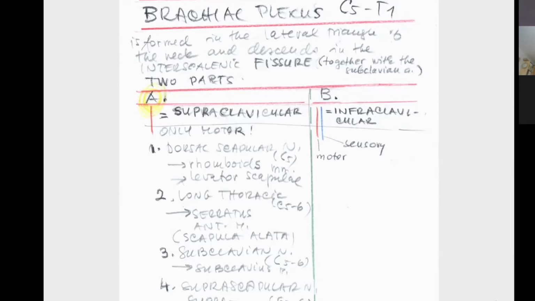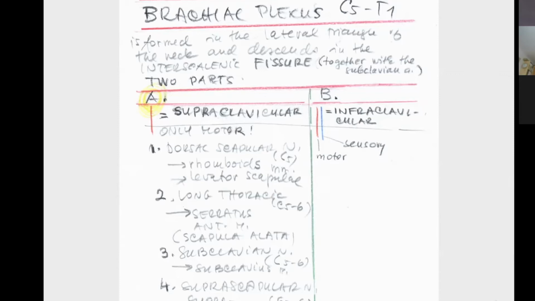This brachial plexus segment C5 to T1 has two principal parts. A is called supraclavicular. The second one, B, is infraclavicular. The difference between them lies not only in the position but also in the contents of the fibers, because the supraclavicular part, as you see by the vertical red line, consists of only motor fibers. That means these are only motor neurons, and B has both sensory and motor. Of course, there are also the autonomic fibers, but they are not principal for the explanation at the moment, because the autonomic must be found in all of them. So just a short review without any details.